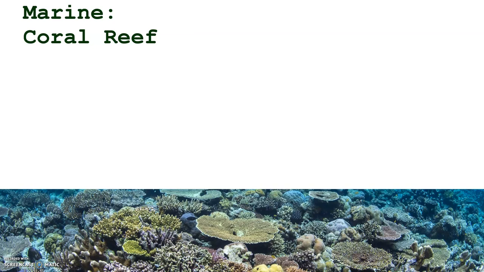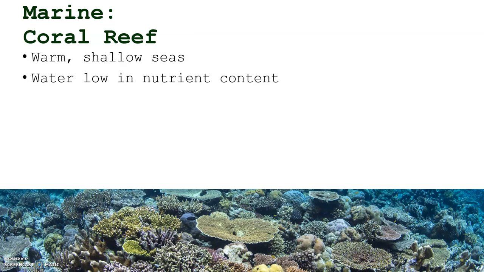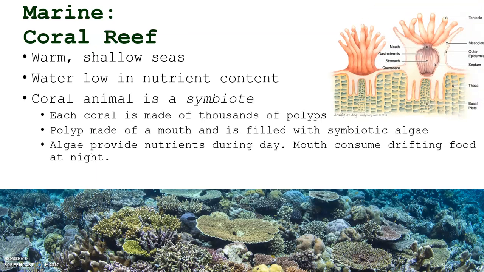In marine environments, we also have coral reefs. They're in warm and shallow seas. The water is low in nutrient content. And coral animal is a symbiote. Just to explain that, each coral is made of thousands of polyps. A polyp is made of a mouth and filled with symbiotic algae.